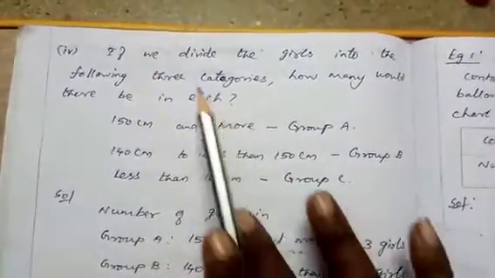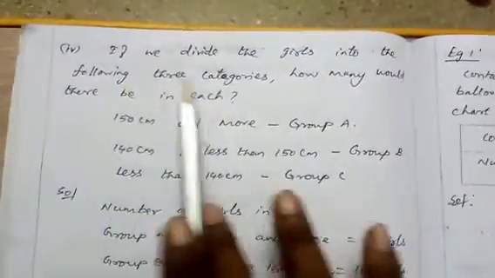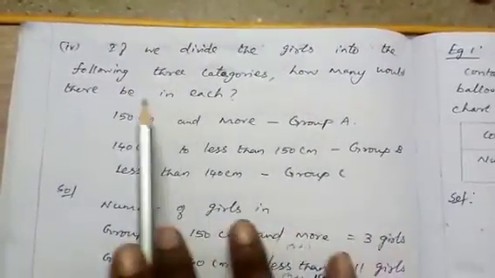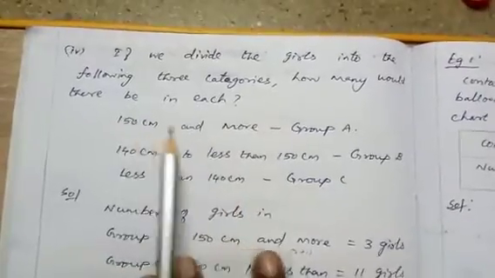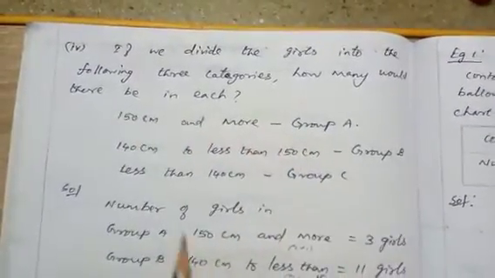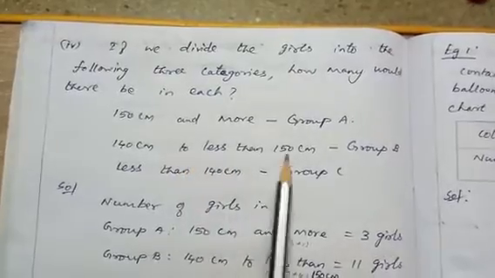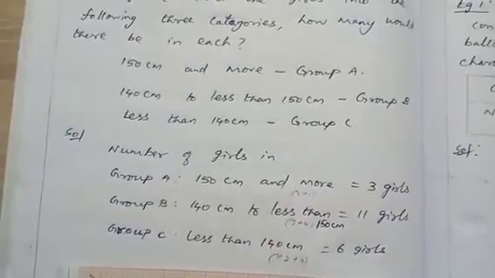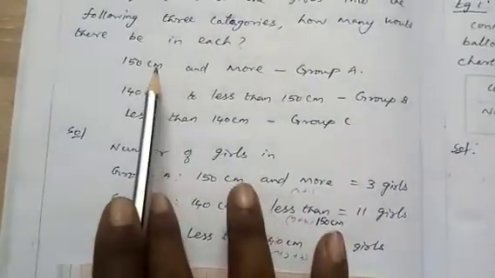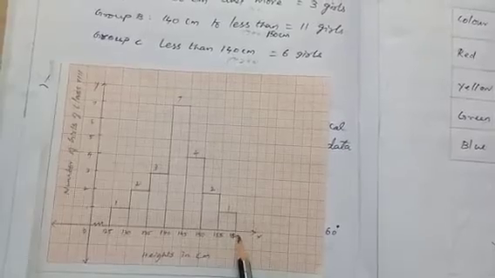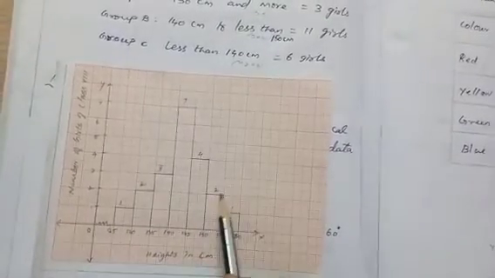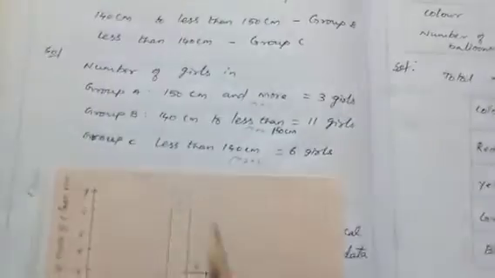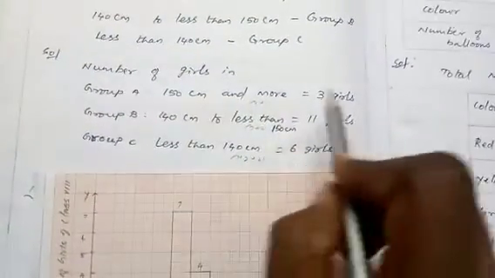The fourth question: if we divide the girls into the following 3 categories, how many would there be in each? 150 centimeters and more is group A, 140 centimeters to less than 150 centimeters is group B, and less than 140 centimeters is group C. Here group A is 150 centimeters and more: 150, 155, 160. So 2 plus 1, 3 girls. Group A has 3 girls.